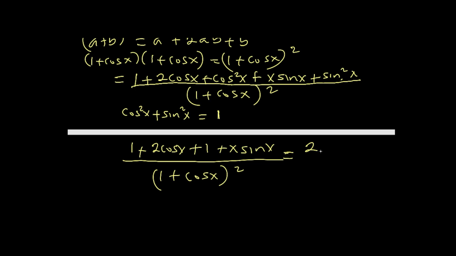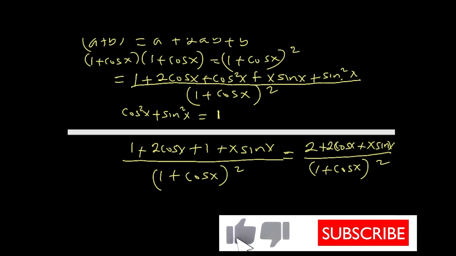That'll be 2. 1 plus 1, that's 2, plus 2 cos x, and then plus x sin x over the denominator. So that's the answer for that one.